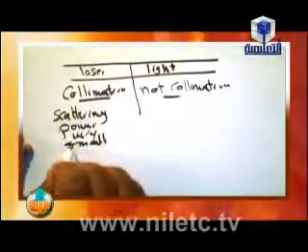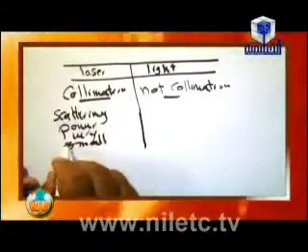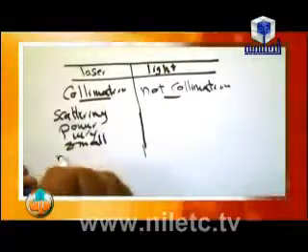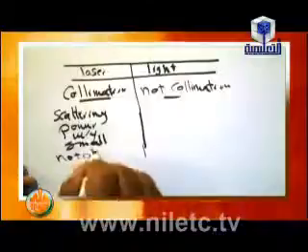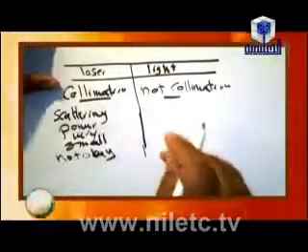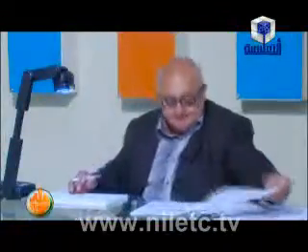I can tell you another difference between laser and light. Laser is monochromatic and light is not monochromatic. Laser does not obey the inverse square law, and light obeys the inverse square law. This is the difference between laser and light. Now let's move to another question.